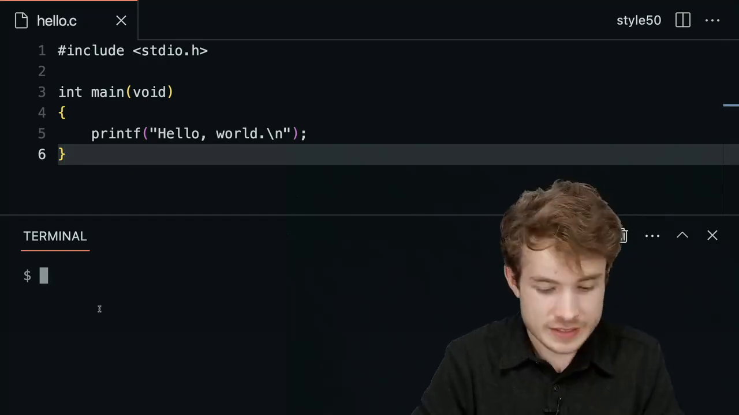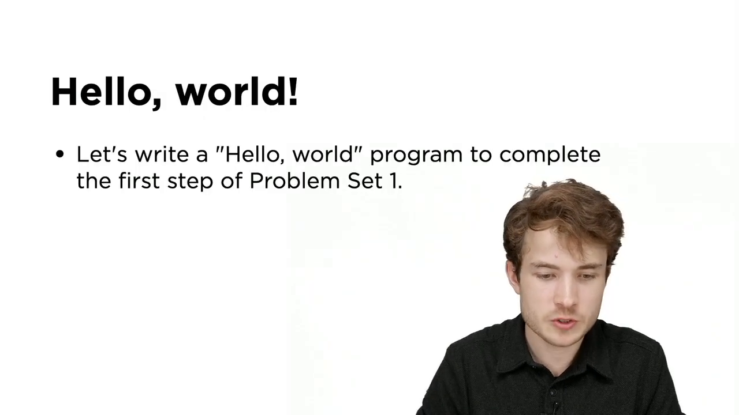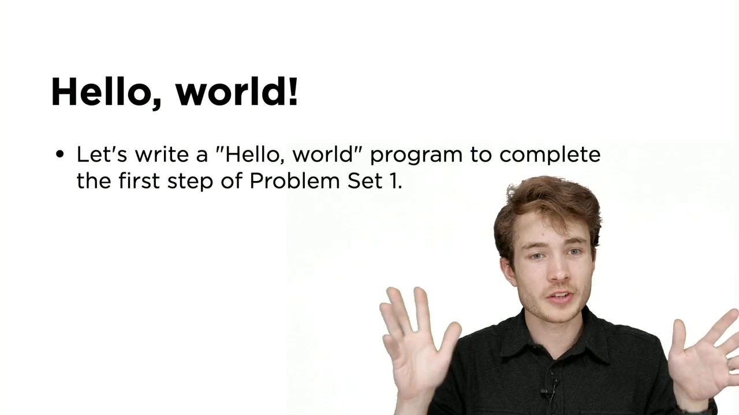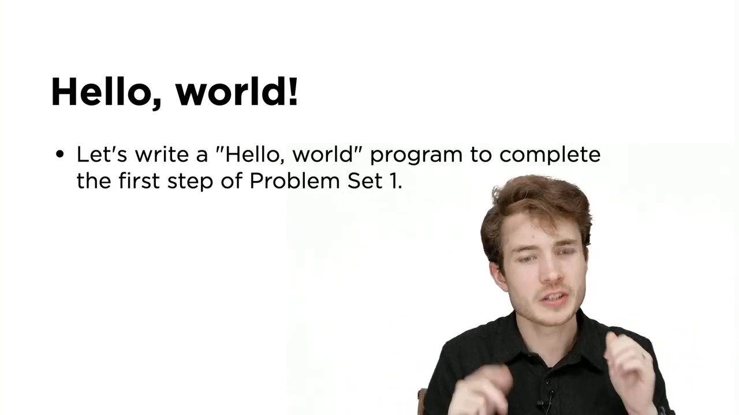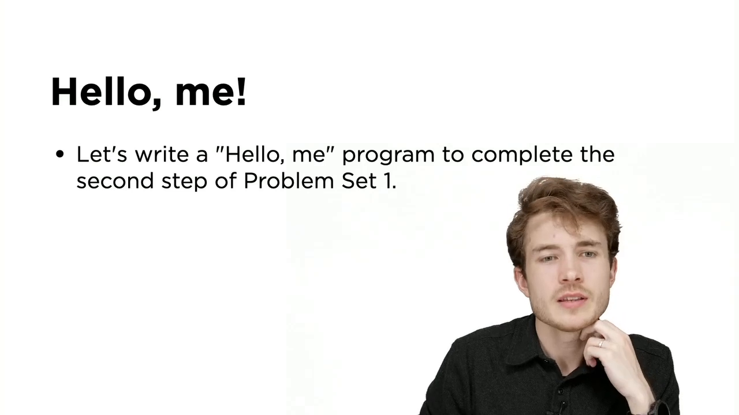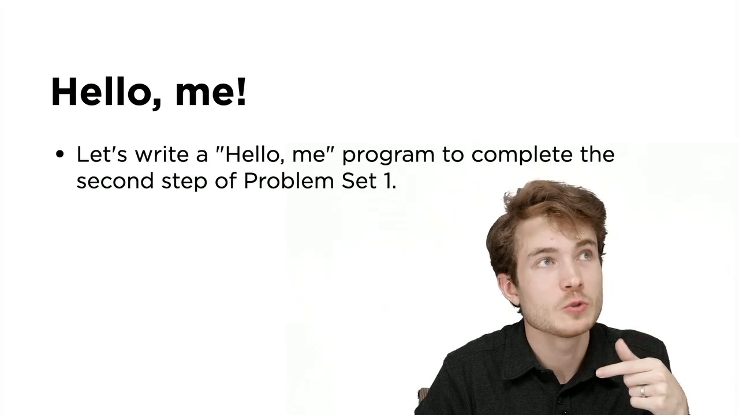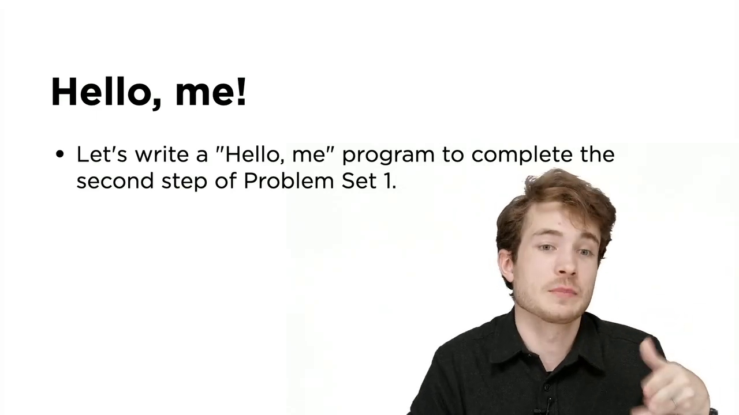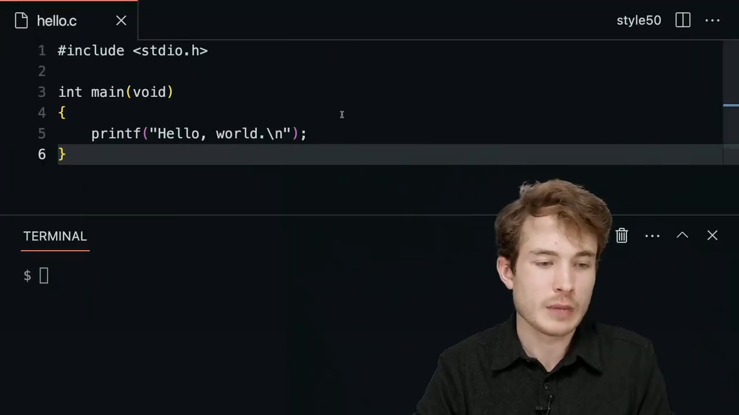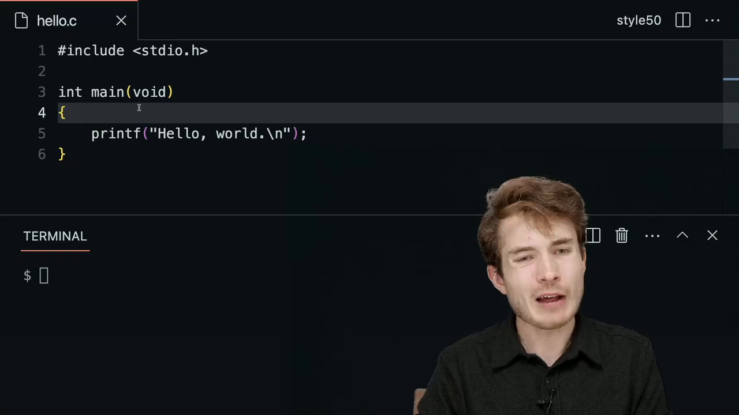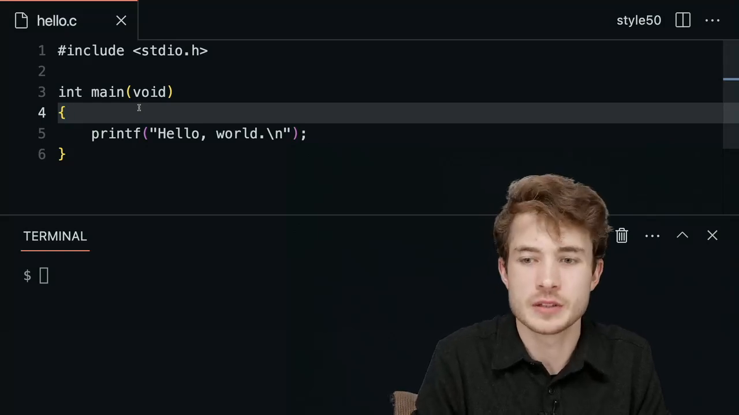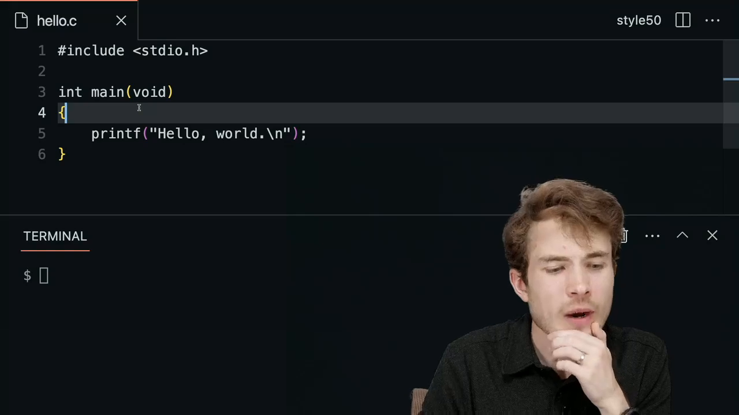So let's keep going and make this a little more advanced. Our next step in problem set zero is to not just say hello to the world, but to say hello to a particular user. So in this case, you want to get input from the user and allow them to say hello back to themselves. So I'll go back to my program, hello.c, and now I want to get input from the user.